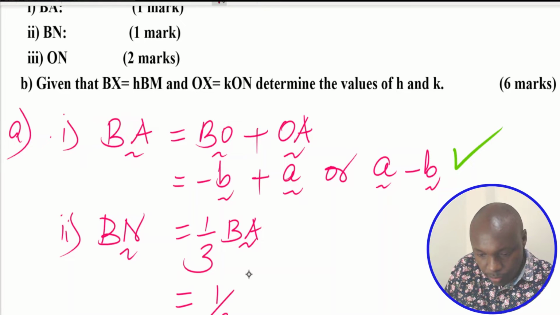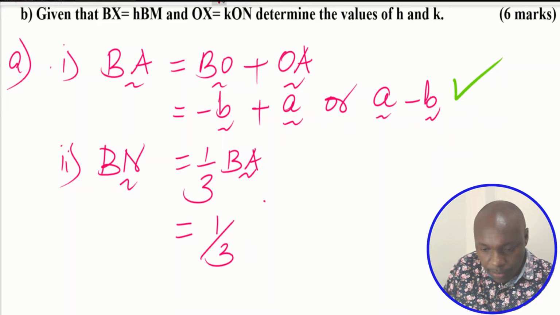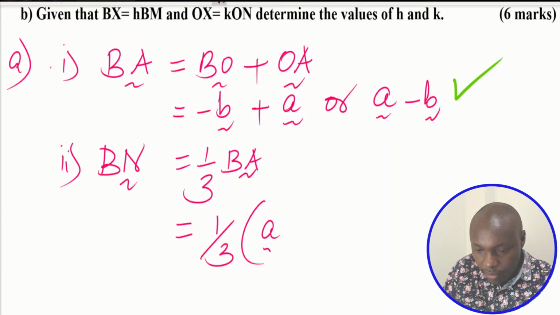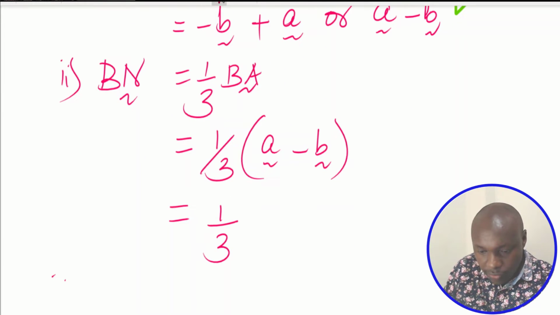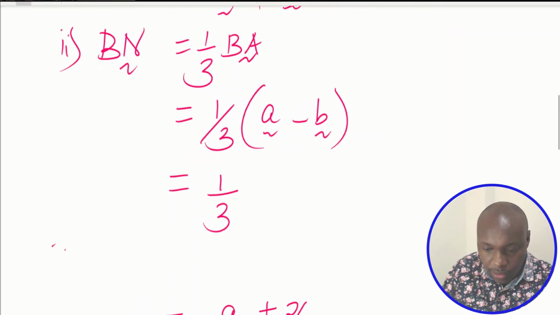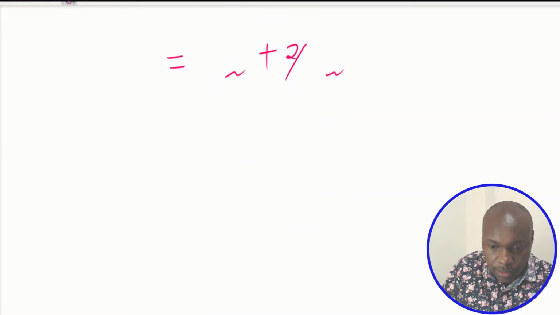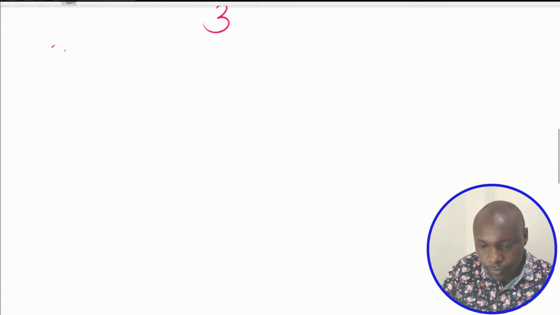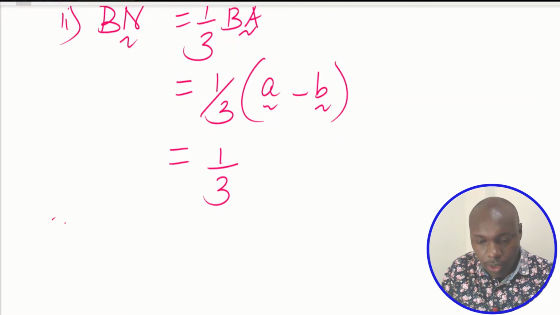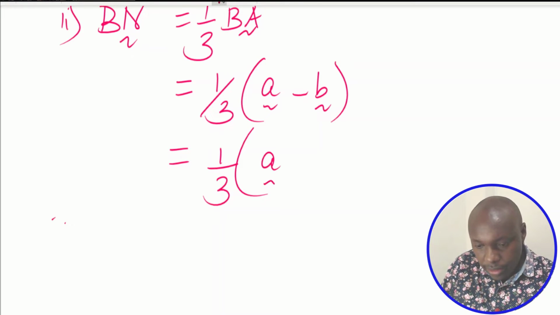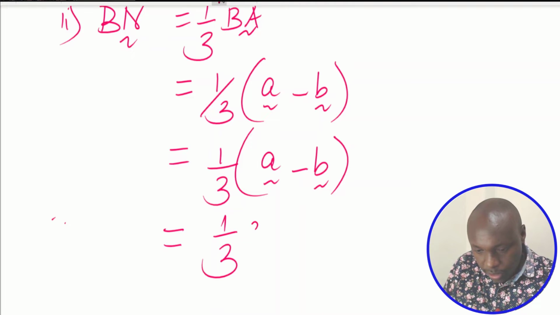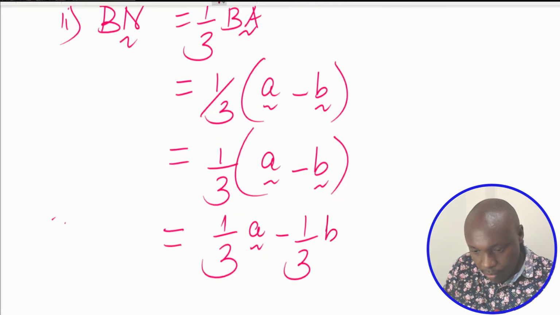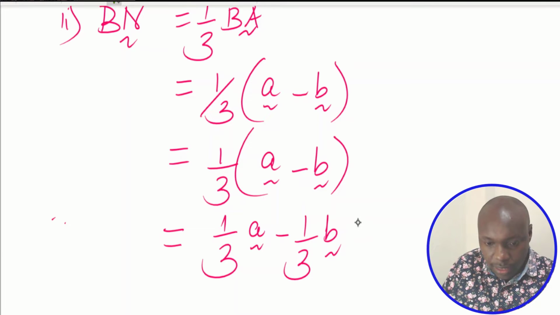That BA is what we already obtained in the first part of the question, and it is A minus B. So working this out, we get 1/3 into brackets A minus B, which is equal to, when you open the brackets, 1/3 A minus 1/3 B. So that is vector BN.